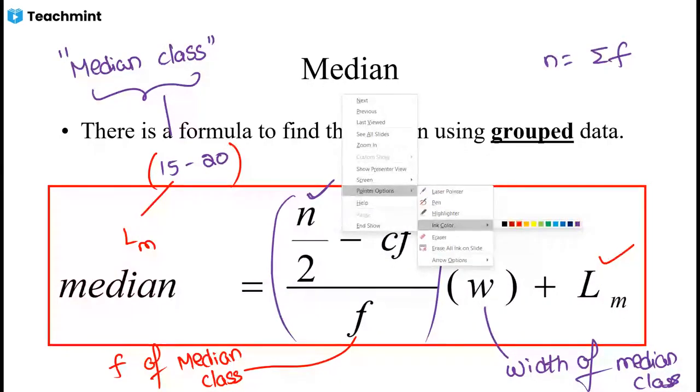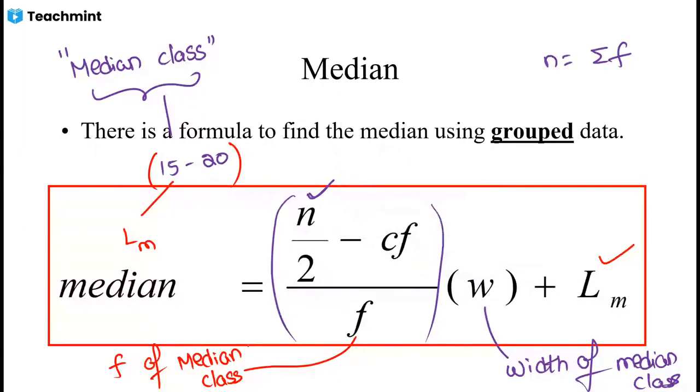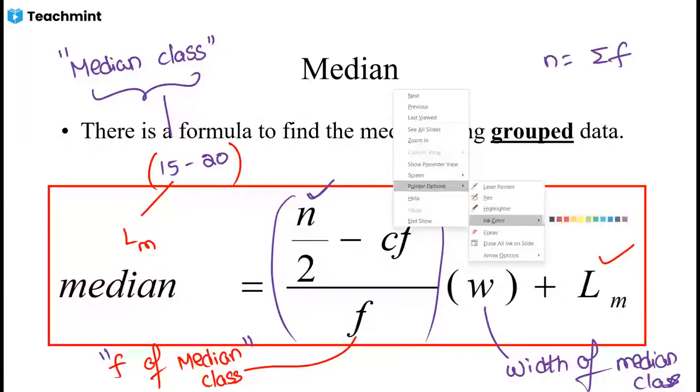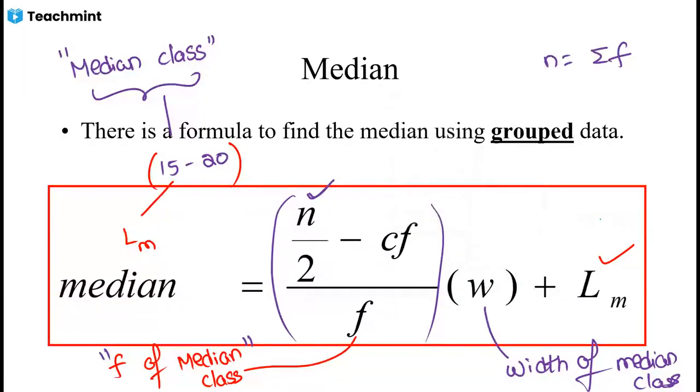Okay, good. Next, CF is important. So I think here N by 2, F, LM all okay. But CF is the problem. Cumulative frequency of previous class I have to do. See, median class is something, but cumulative frequency, this one I'll explain in the question. Now you may not understand better, I'll explain that in the question.